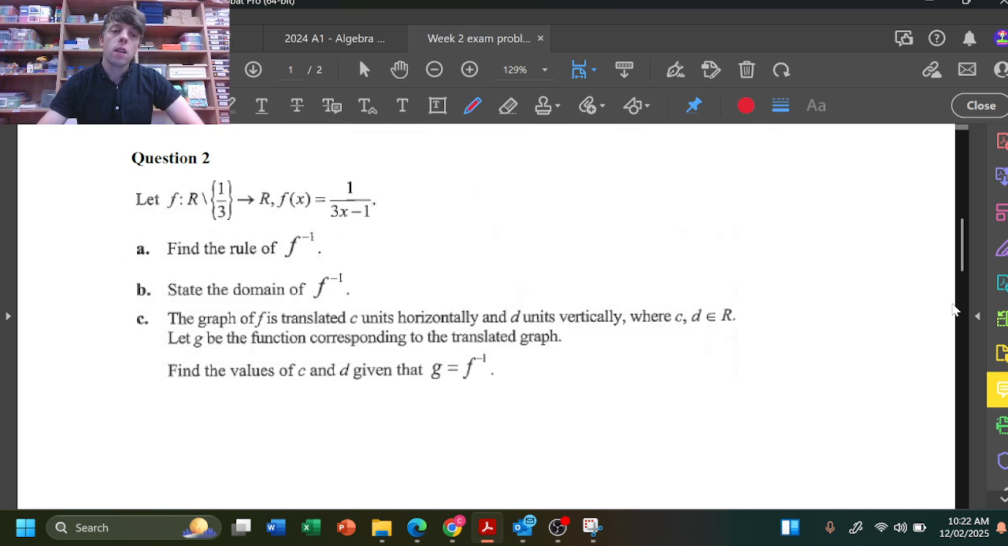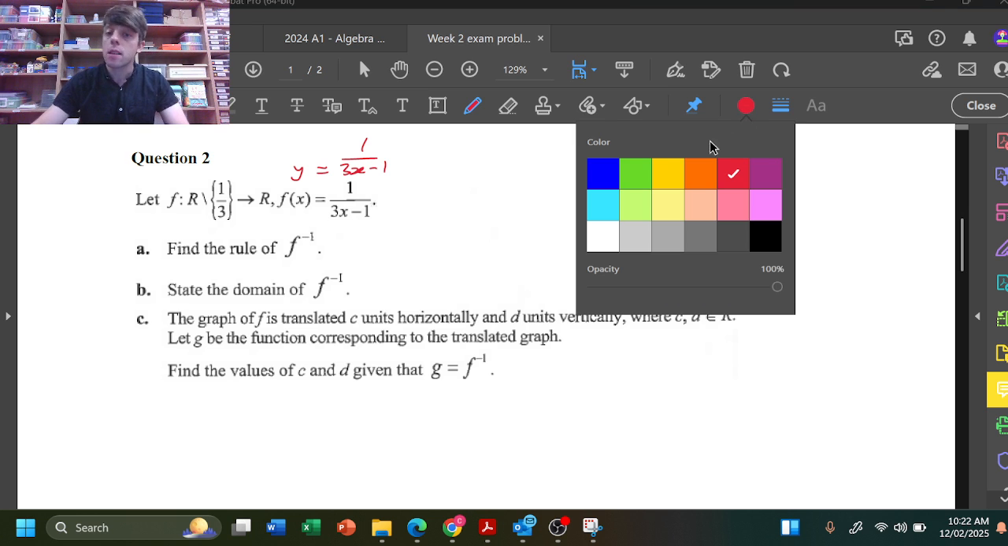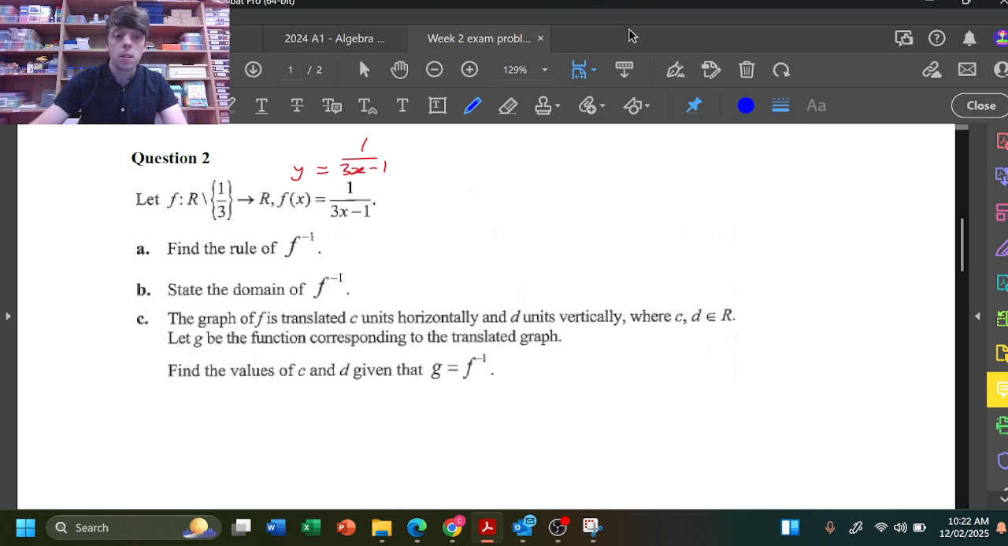So firstly, we need to find the rule for f inverse. How do we do that? Well, the first thing we do is replace the y in this equation. So the equation is y equals 1 over 3x minus 1. We're going to replace the y with x, replace the x with y, and then rearrange the equation to make y the subject. And that's going to be the rule for the inverse function. Okay, so let's give that a shot.